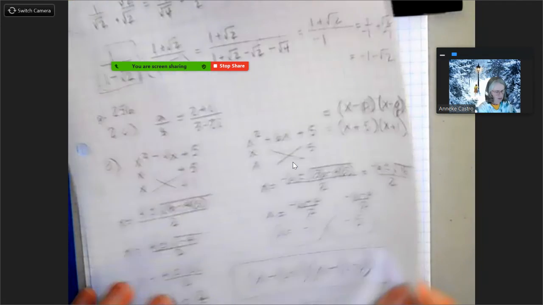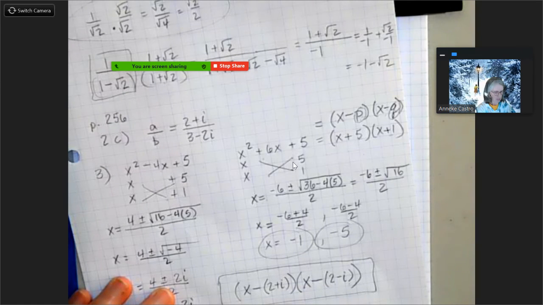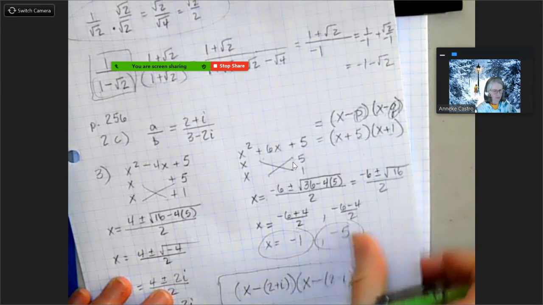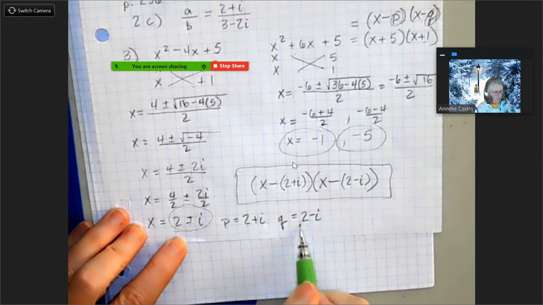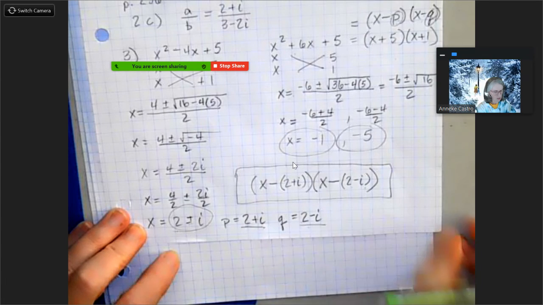Oops, I can't see that. 2 minus I. Okay, so it's, man, you still can't see it. What is wrong with my dock camera? There we go. So here are my solutions.